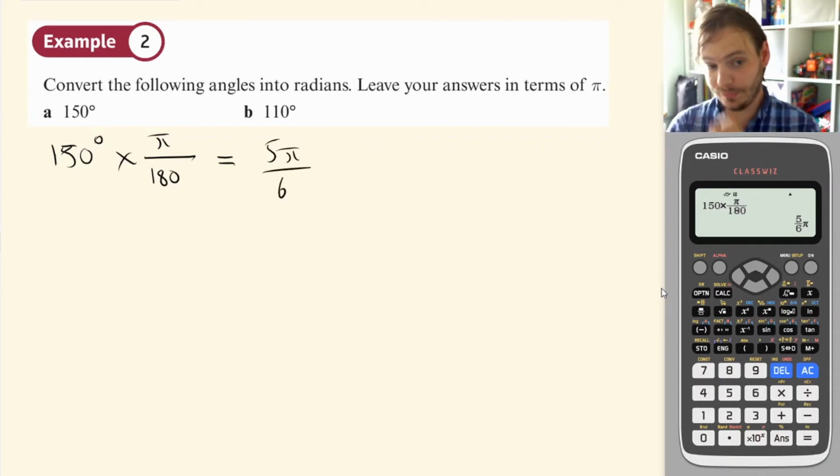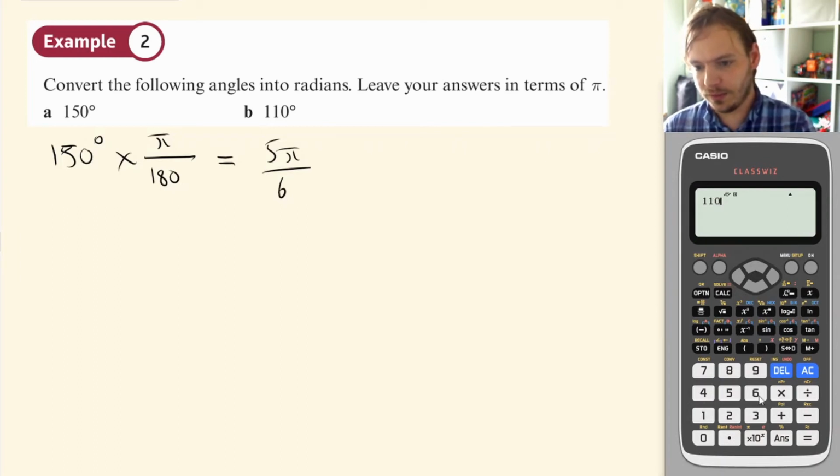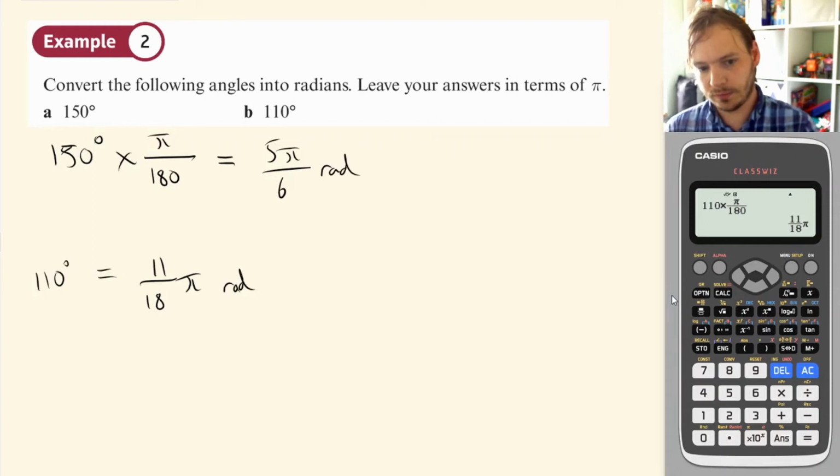Same thing. And the second one is exactly the same. 110 multiplied by pi over 180, and I get 11 over 18 pi. So 110 degrees is 11 over 18 pi, and these are both answers in radians. The way you write your fraction doesn't actually matter. Pi can sit on top or next to, makes no difference really.